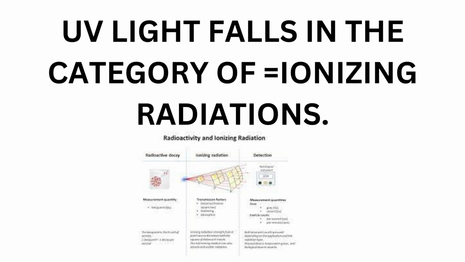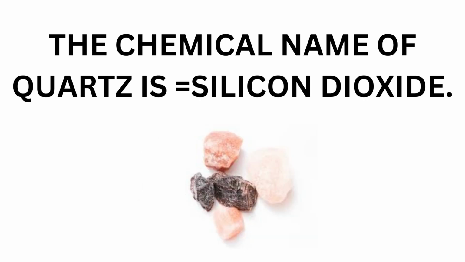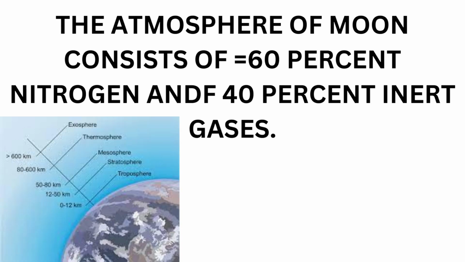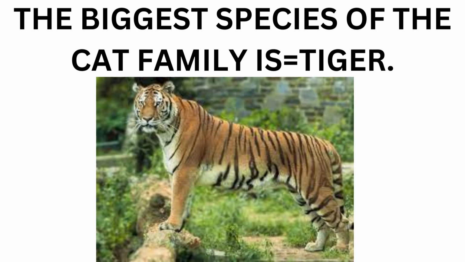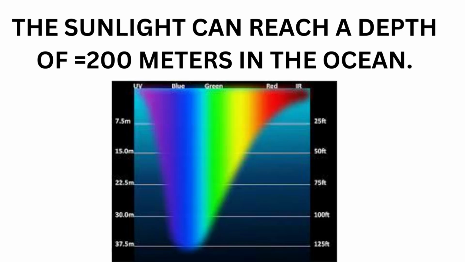And UV light, ultraviolet light, falls in the category of ionizing radiations. And the chemical name of quartz is silicon dioxide. SiO2 is the formula of quartz. And the atmosphere of the moon consists of 60% nitrogen and 40% inert gases. And the biggest species of the cat family is the tiger.